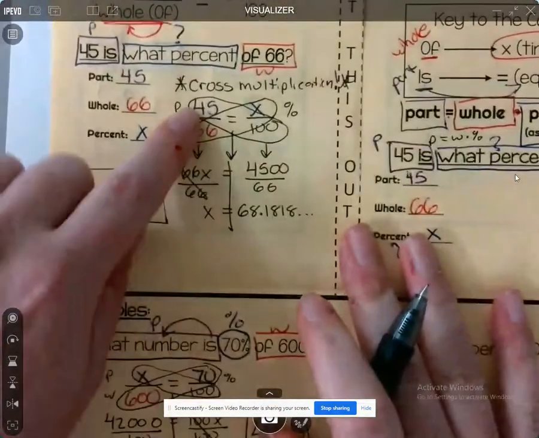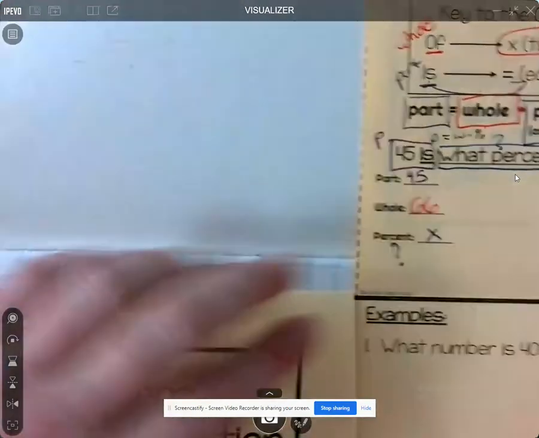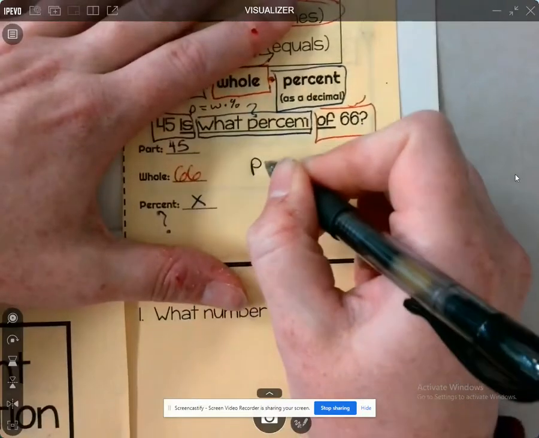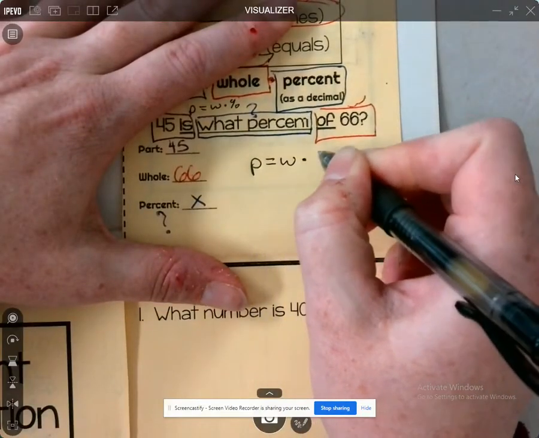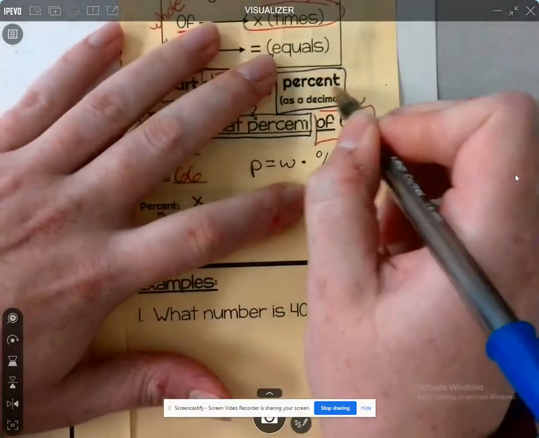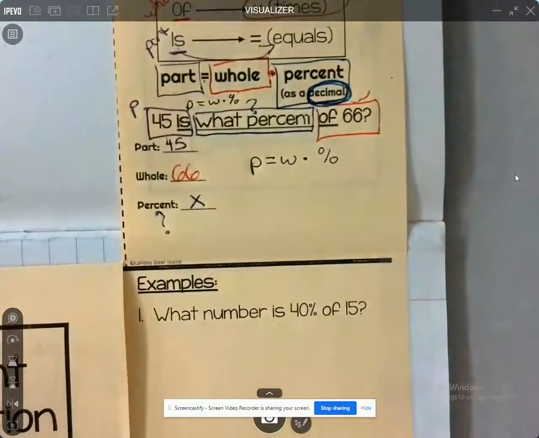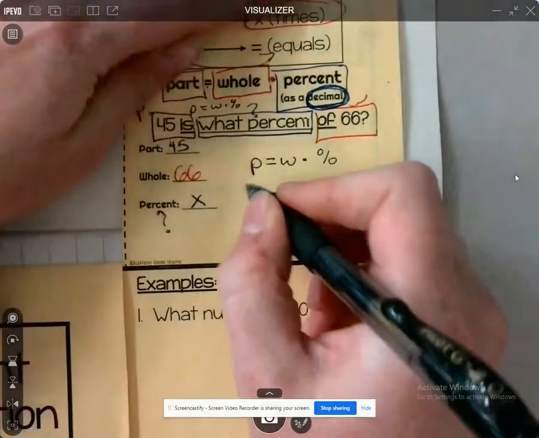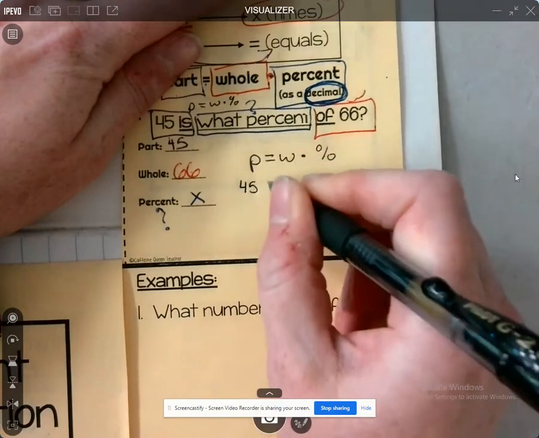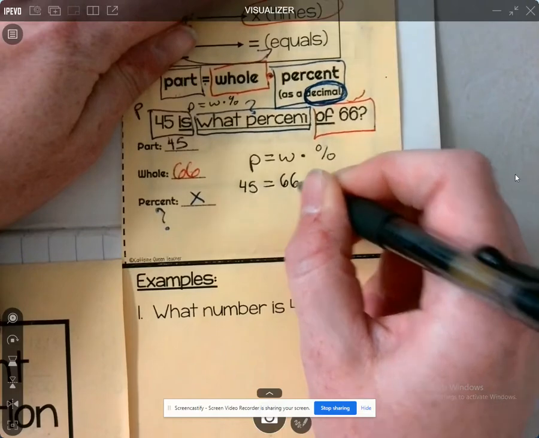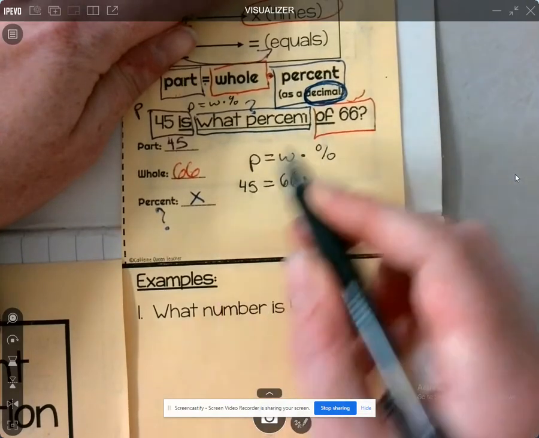Now over here, we always set up our blank proportion first. Here, we're going to set up our blank equation first. P equals whole times percent. Now here's the big deal, is to remember that that percent is being given to you, or you're putting it in as a decimal. Let's fill in the information we know. We know the part is 45, so we know we have 45 equals our whole is 66, so we're going to replace that with 66 times our percent that we don't know.